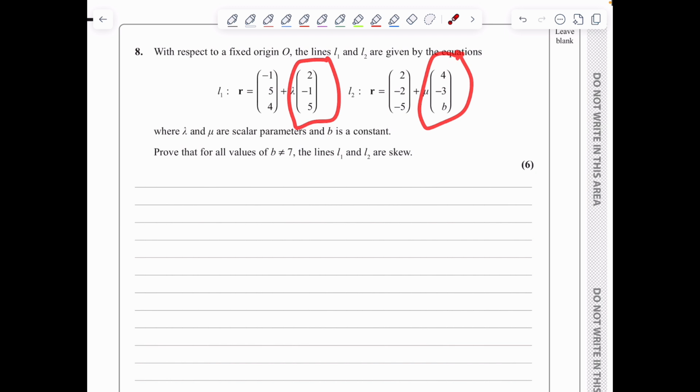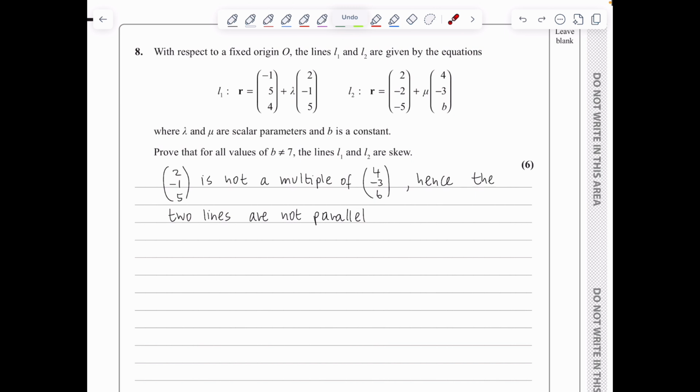Now we can see that for 2 to become a 4, I need to multiply by 2, but for negative 1 to become a negative 3, it has to be multiplied by 3. So the two direction vectors are not multiples of each other, and therefore we conclude that the two lines are not parallel, so I have ruled out the possibility of them being parallel.